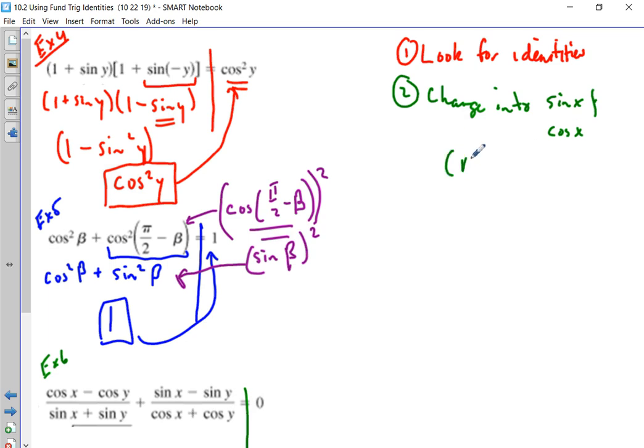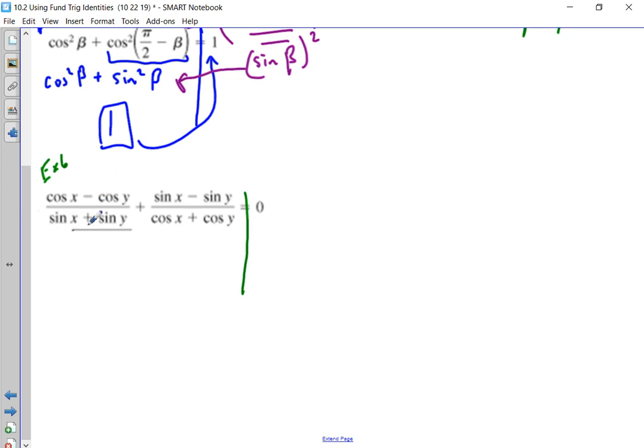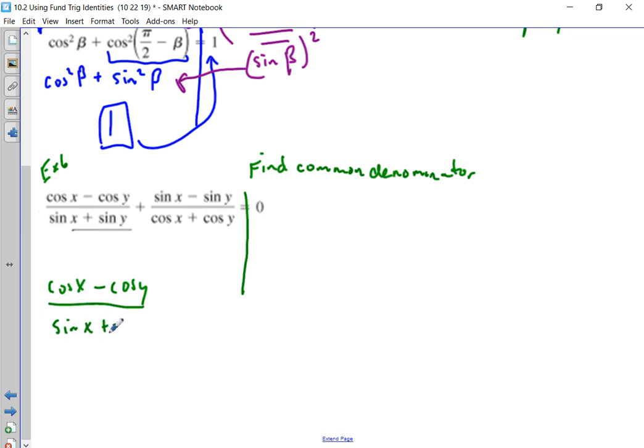So now, after we have that, do some algebra. Simplify. Sometimes we'll say simplify. So now this is where we use our algebra tools that pay the bills. In order to add these together, what we're going to do is find a common denominator, because we have 2 fractions. So find a common denominator. And so what we have right here is going to be cosine of x minus cosine of y over sine of x plus sine of y.